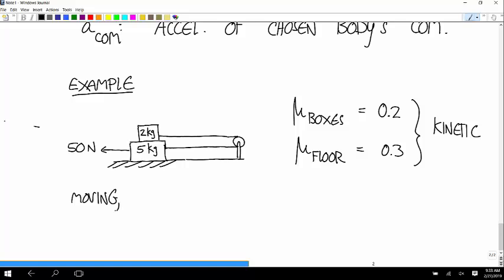Well, we need to know the direction of the friction force, and if they're moving, the direction depends on the velocities of those objects. And we can't calculate velocities from Newton's second law. Newton's second law only deals with accelerations. So if these things are moving, we need to know which direction they're moving at that instant.